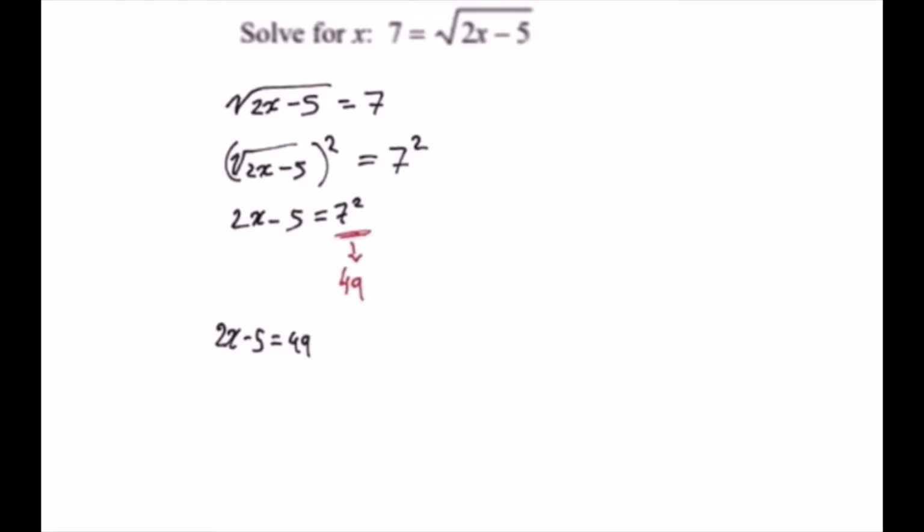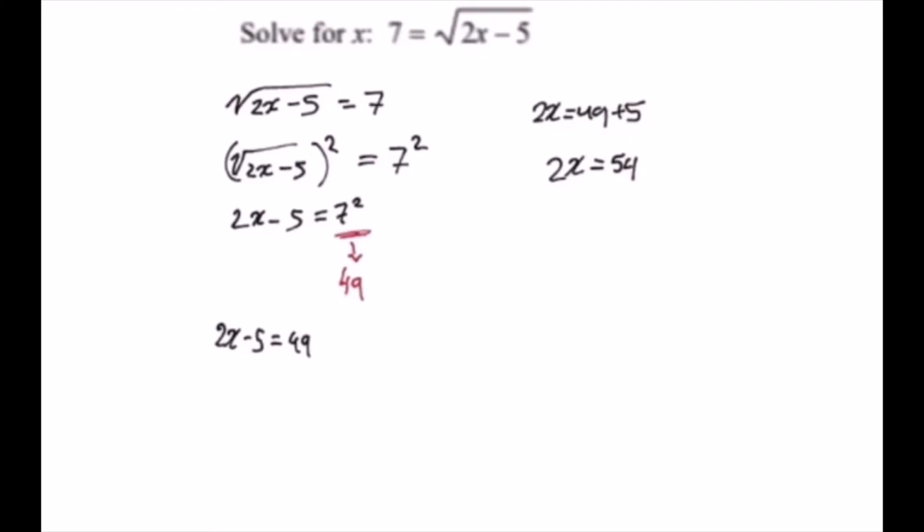After we're done with this step, we're going to rearrange the variables to the left side of the equation. So it's going to be 2x equals 49 plus 5. We're going to calculate the sum, which will equal 2x equals 54.